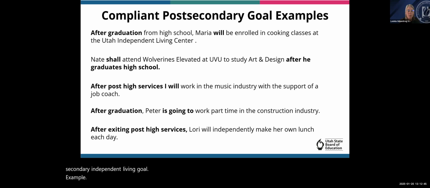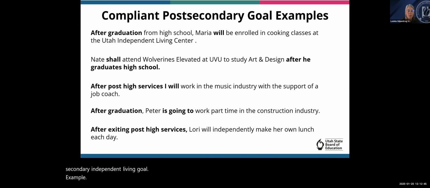So, gosh, I was going to say something that was relevant to this, and now I've lost it. But anyway, those are all examples of ways that you can write post-secondary goals for students in the areas of employment, further education and training, and some examples of independent living too.